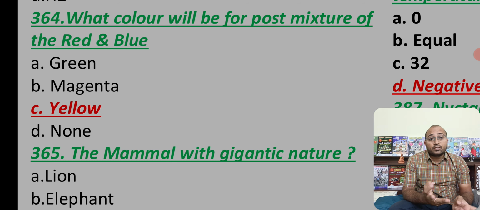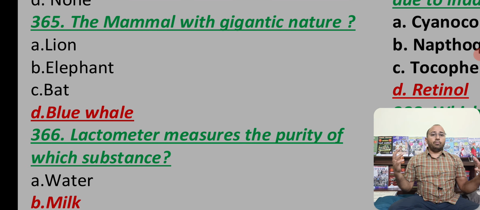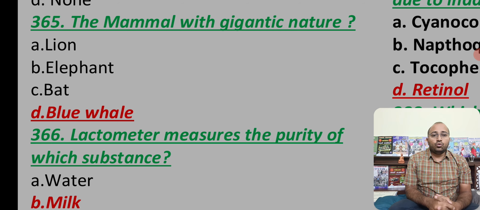If you mix BGR, basic primary colors, together, you will have a white color. Next, the mammal with the gigantic nature. You must know gigantic means huge. You may be asked questions like this. So the huge mammal, the biggest mammal, is the blue whale, guys.